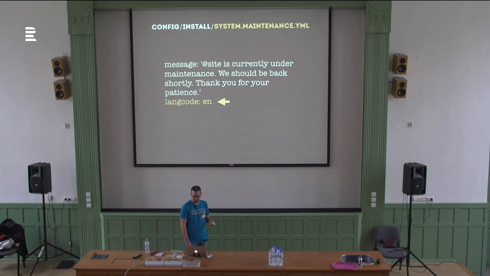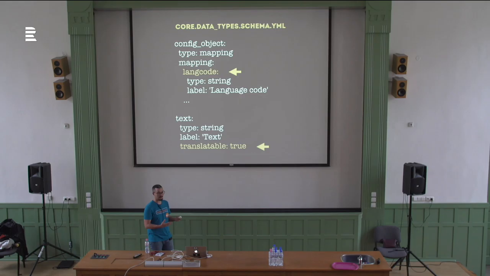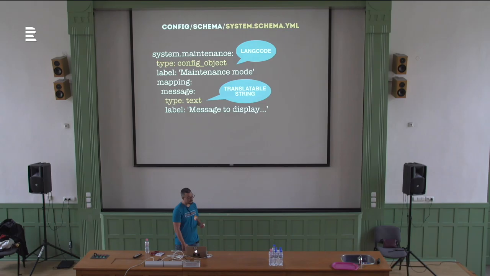And you have something called config schemas, where you define which type of data you have these strings on. So if you have a config object, it defines a langcode, so any configuration will have a langcode. And if you use a text property, this will make them translatable. So if you define your schemas for your own config objects, you will get the config translation interface for free, so you can translate all your config. Another example is the system schema. In the system schema, you have the system maintenance attribute, and you define that this is a config object, and you define that the message is a text, so this will make it a translatable string.